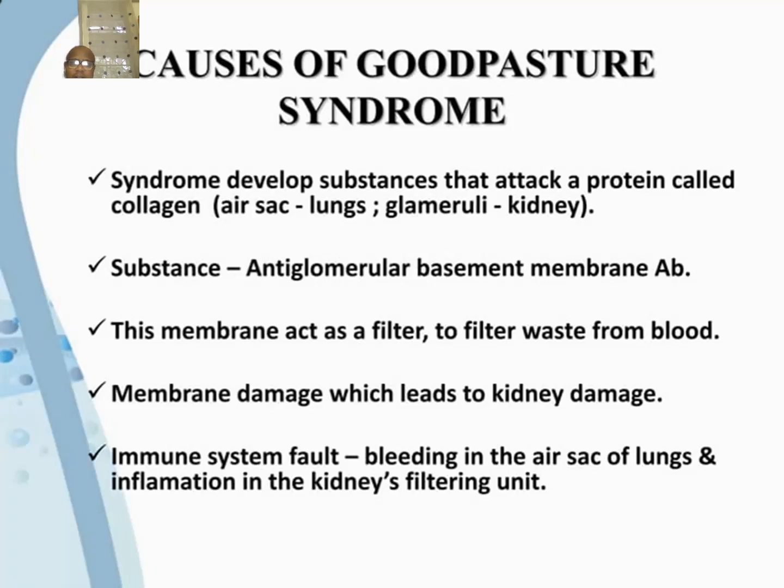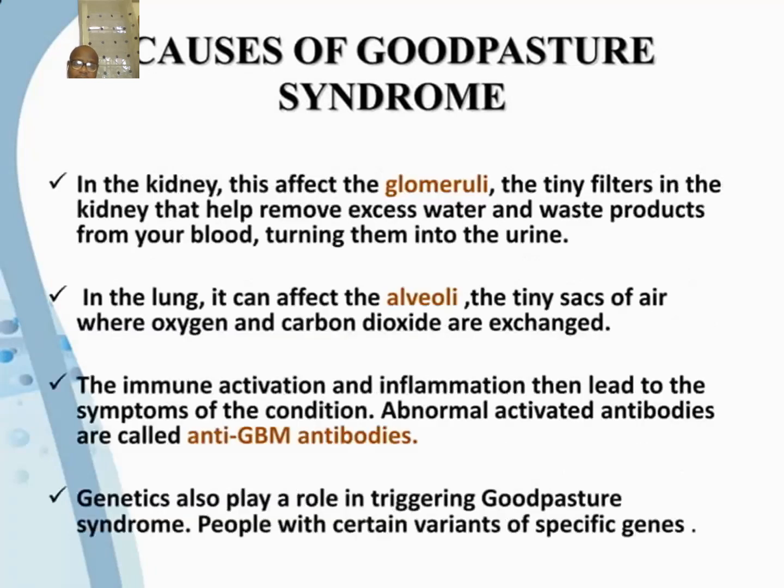These are anti-glomerular basement membrane antibodies, and this membrane acts as a filter which filters the waste from the blood. Membrane damage usually leads to kidney damage. So if the glomerular filter is damaged, this results in kidney problems. An immune system fault, like bleeding in the air sacs of the lungs and inflammation in the kidneys' filtering units, also results in this type of condition.